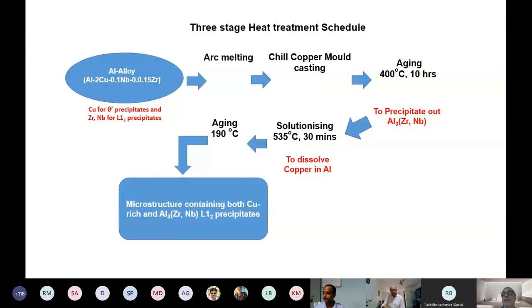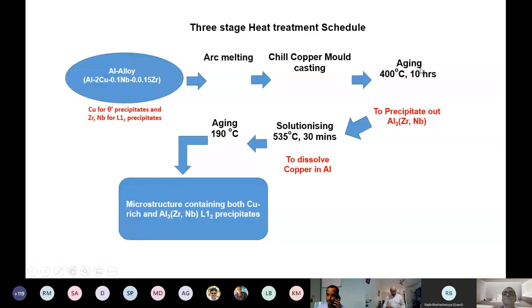So what do I do? And this is where our innovation came in. What we said is, okay, you put zirconium, and we have also put niobium. I'll come to that later. You chill cast it. You get an ingot, a cast structure of aluminum copper with zirconium with a lot of segregation. But we don't solutionize it, where zirconium will come out and make a coarse precipitate. We precipitate out zirconium at a lower temperature of 400 degrees centigrade, 10 hours.